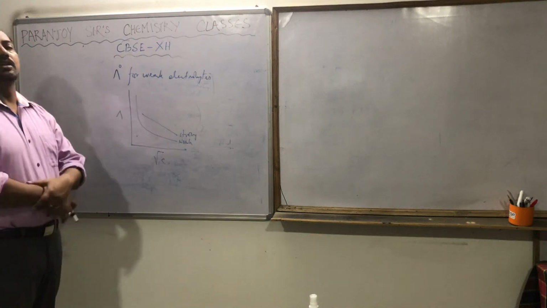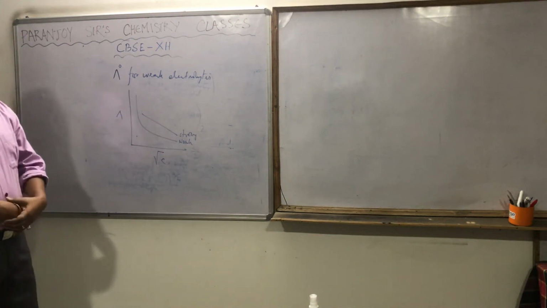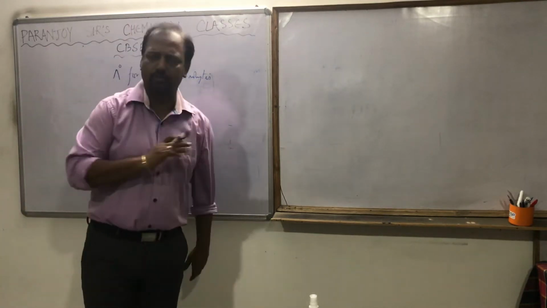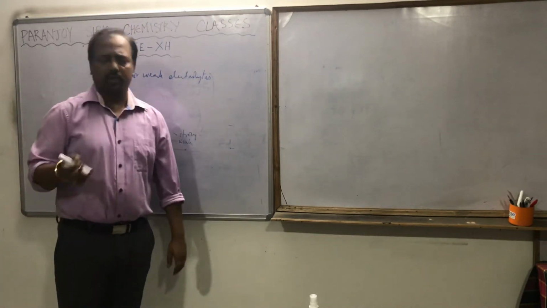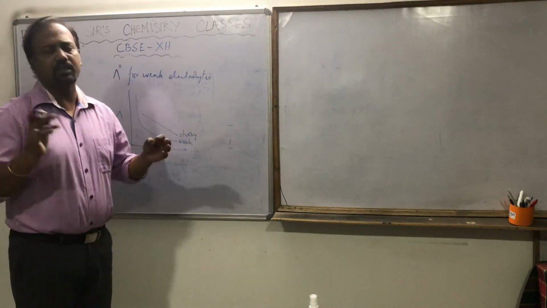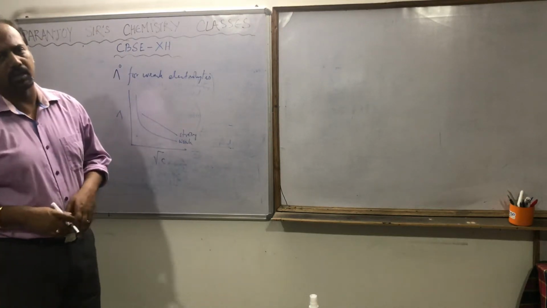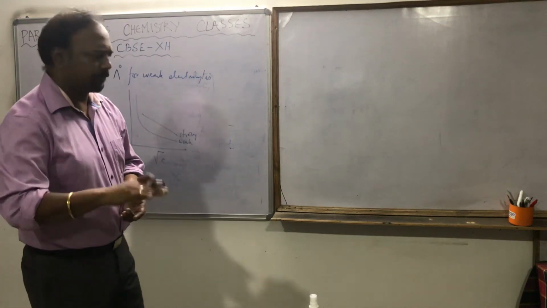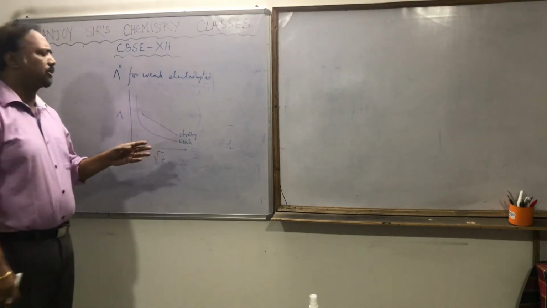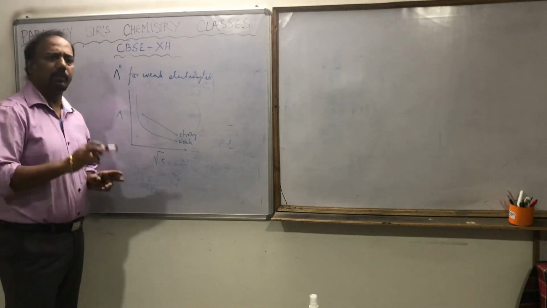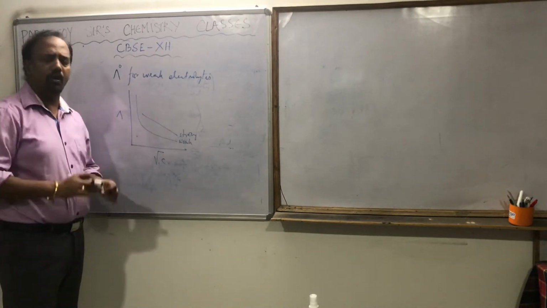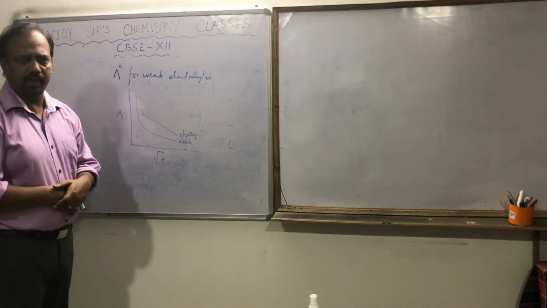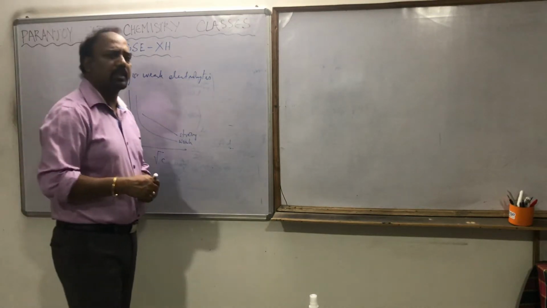Here comes a lot of experiments done by Kohlrausch. Please don't go into the values. I am not going to write the correct values, neither do you have to know them. Just understand the concept. Whatever values are required will be given and we can use them. What he did was calculate the lambda 0 values for lots of strong electrolytes, and what he found, very surprisingly, is this.